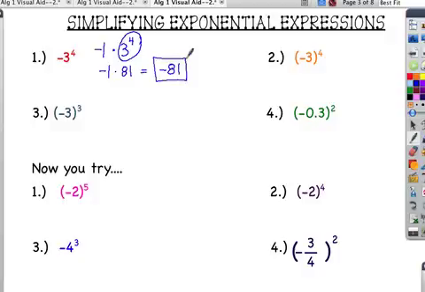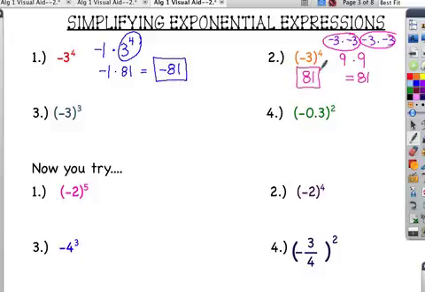Number 2, I have negative 3 in parentheses raised to the 4th power. This means that I'm taking the quantity of negative 3 and multiplying it by itself 4 times. Negative 3 times negative 3 times negative 3 times negative 3. Well, negative 3 times negative 3 gives me positive 9, positive 9. And so I get an answer of positive 81.